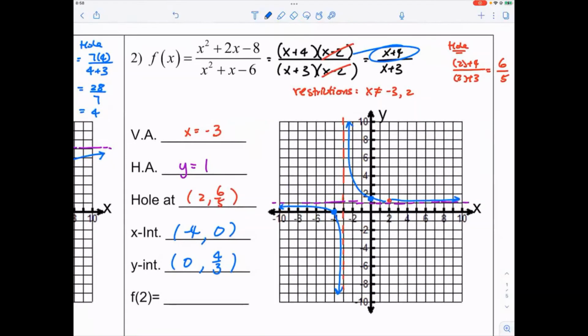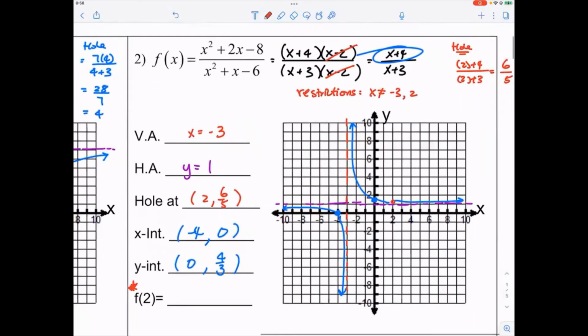All right, now we have a little interesting question right here. What is f of 2? Okay, I'm going to put a little star right here. What's f of 2? I hope everyone can take a moment and focus on this question. F of 2 is undefined. Yes.